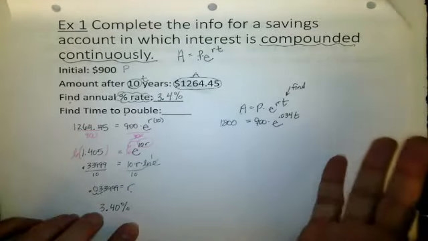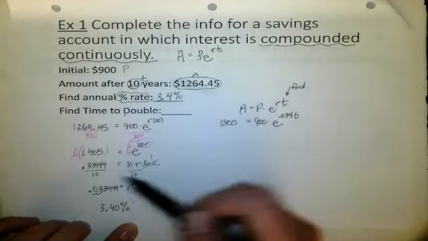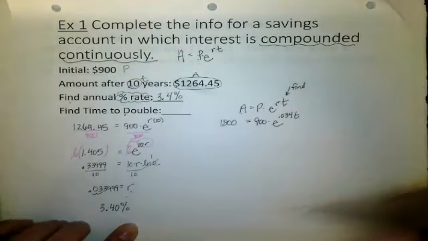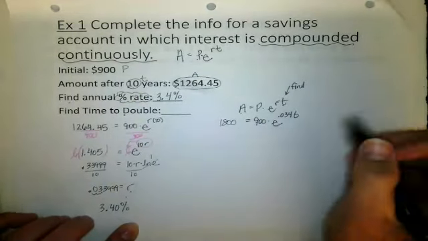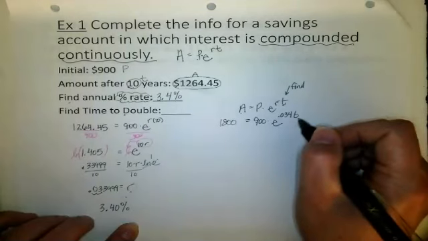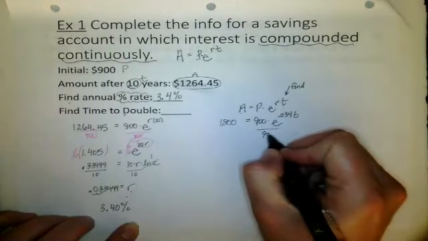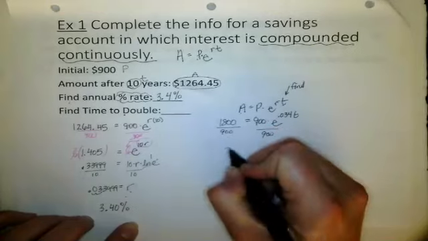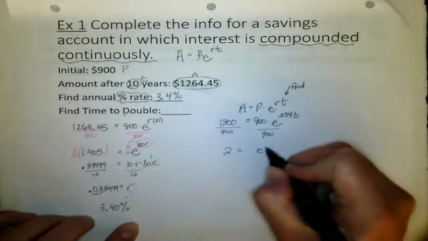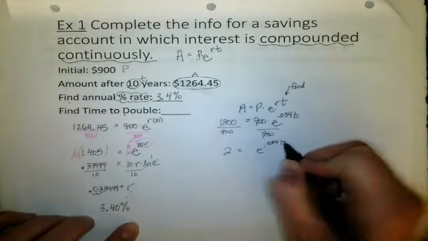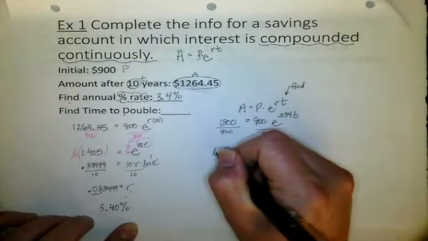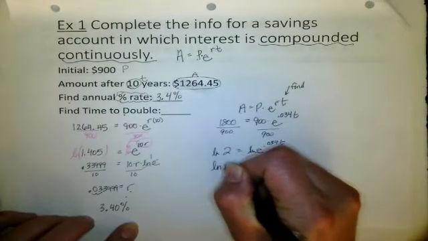And a lot of these problems, this is what you need to do. You need to find R first, and then they're going to ask you to do another thing. So now that I know R, I can figure out T. I'm going to divide by 900. 2 equals e to the 0.034 T. I can take a natural log of both sides.